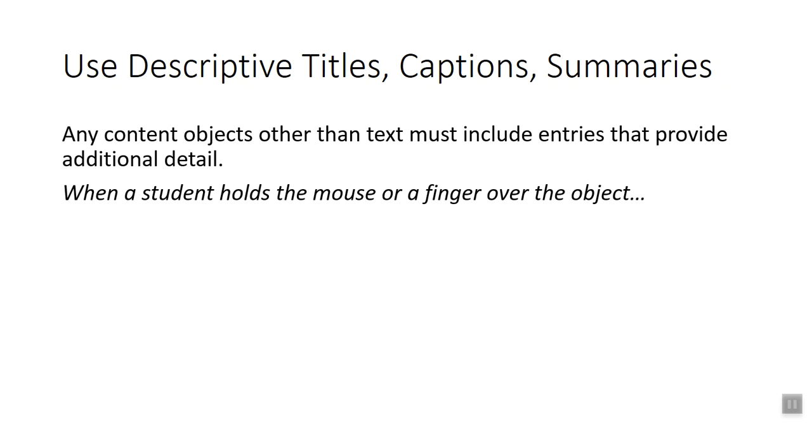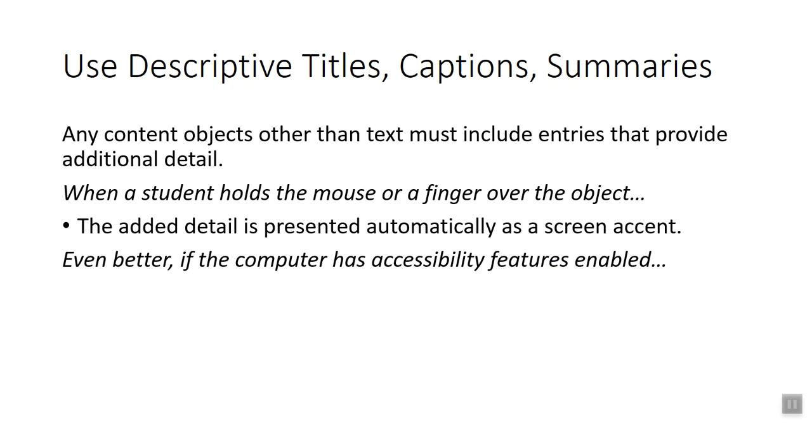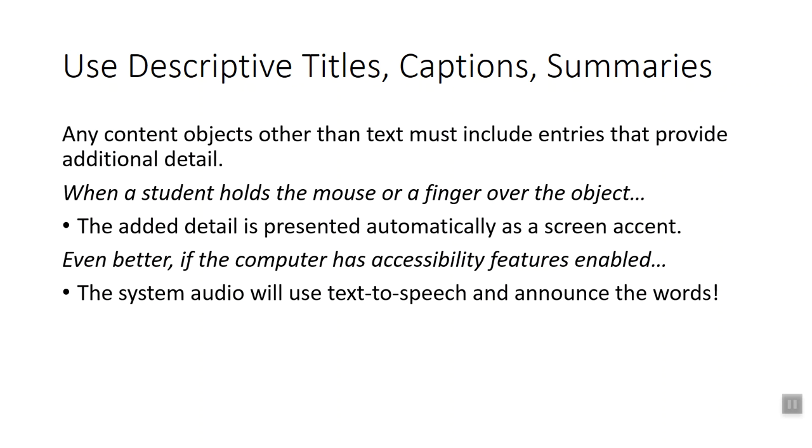All right, we also want to use descriptive titles, captions, and summaries for any content objects other than text. And that has to be included as entries for the object for additional detail. When a student holds the mouse or finger over the object, assuming it's a touch screen, what happens is that the added detail is presented automatically as a screen accent. You're probably already aware of this. What you may not be aware of is that where accessibility features on a computer or device are enabled, those screen accents, those pop-ups and summaries, will be converted into audible words using text-to-speech, system audio.